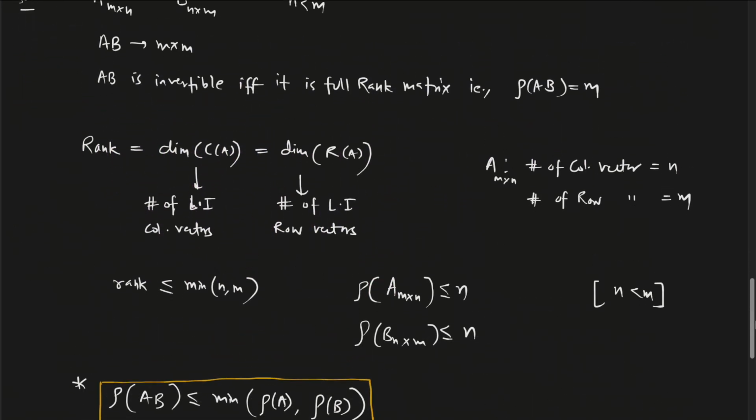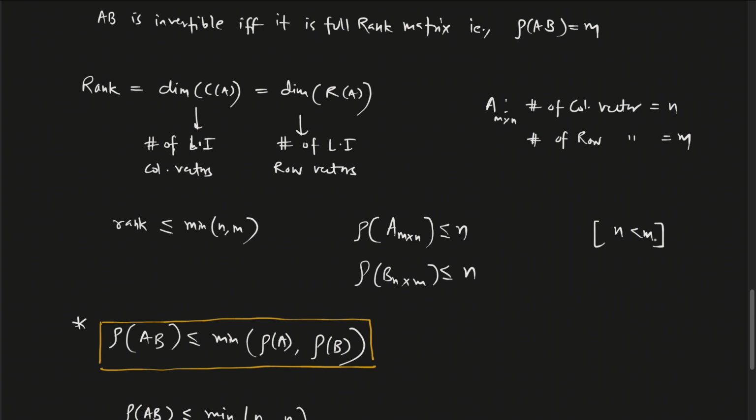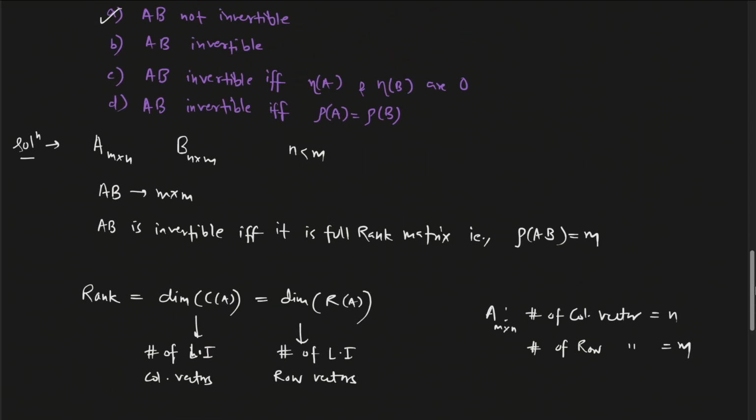And here it is given that n is less than m. So rank of A, which is an m cross n matrix, should be less than or equal to n. It cannot be m, because m is greater than n, and n is the total number of column vectors. So if the total number of column vectors is n, then the total number of linearly independent column vectors cannot be more than n. It should be less than or equal to n, right? So this is how we solve this question.